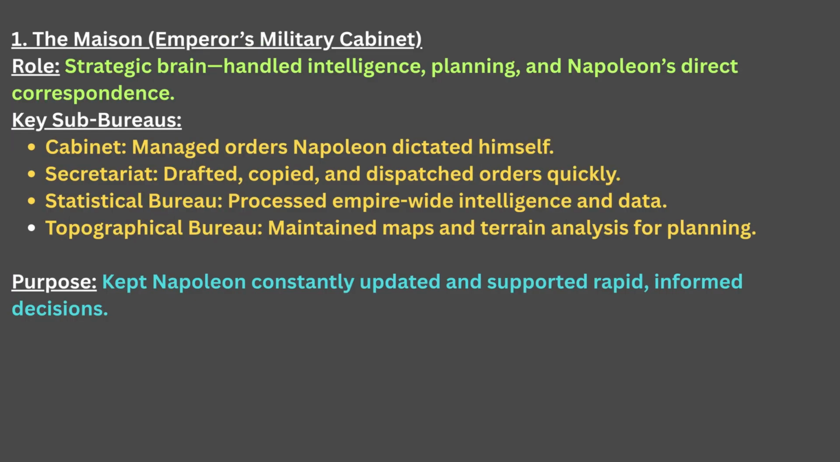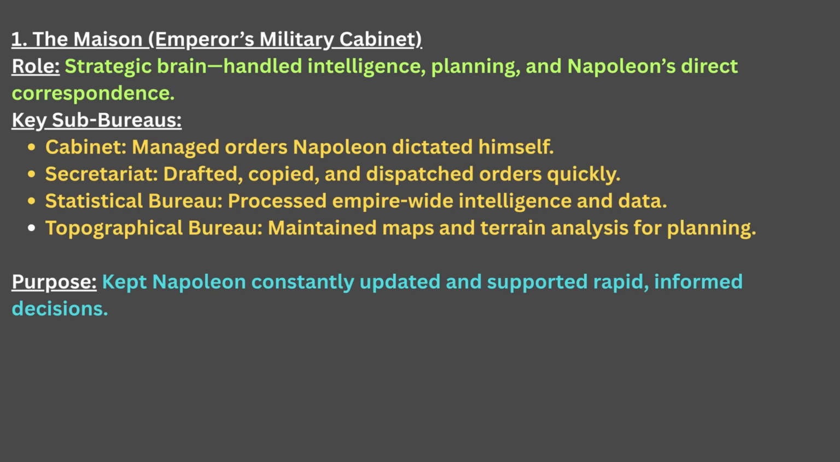You know what they say? A great leader is only as strong as the system behind him. In question 6, we're going behind the scenes to understand the organization that powered Napoleon's operational brilliance. Let's break it down into 3 key parts. Part 1. The Maison, the Emperor's military cabinet. Dosto, think of the Maison as Napoleon's strategic brain.